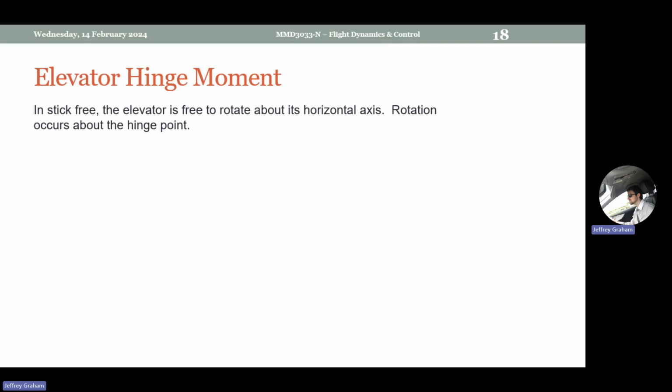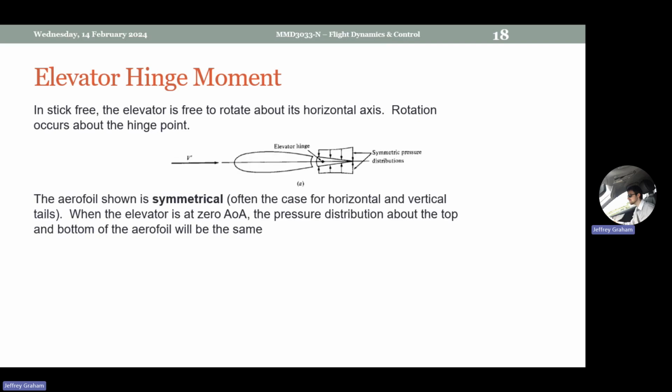Right, in stick free, here's the space diagram as our starting point. In stick free, the elevator is allowed to rotate about its horizontal axis. The pilot doesn't touch it, so it can do what it wants. The airfoil that we've got in front of us is symmetrical. Often the typical application for most aircraft is for the tail area.